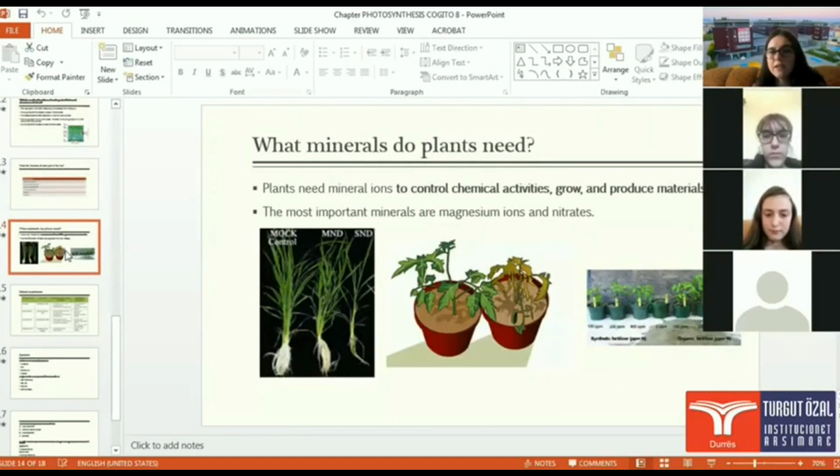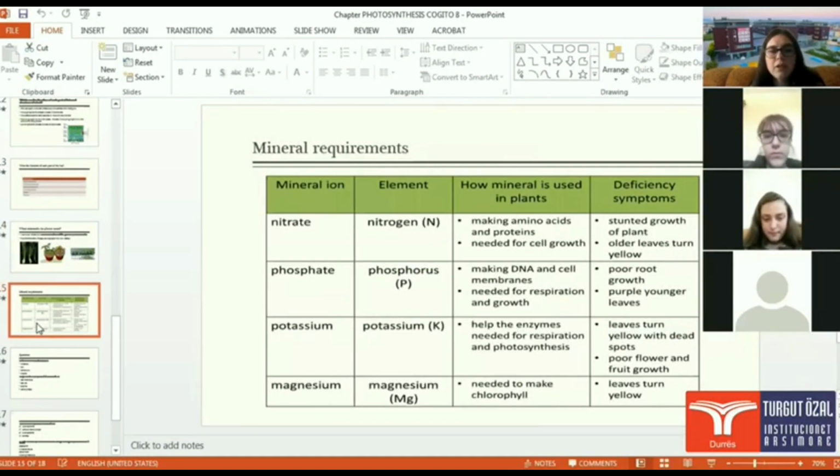What minerals do plants need? You have to know that plants need mineral ions to control chemical activities and to grow. Also, what is the other function? To produce materials. Now, the most important minerals are magnesium ions and nitrates. Let's see this table here. We said two of them, but here you have four mineral ions: nitrate, phosphate, potassium, and magnesium.